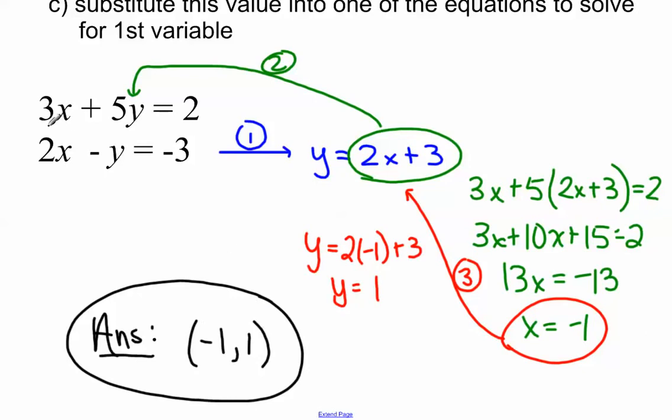Now I'm going to double check. -1 times 3 is -3, plus 5 times 1 plus 5. -3 plus 5, yes, that's 2. Same thing down here. Plug it in. -2 minus 1 would be -3. Always check your answers.